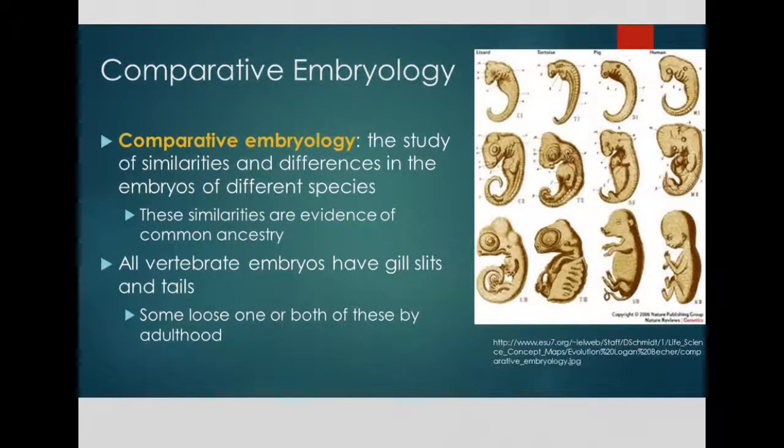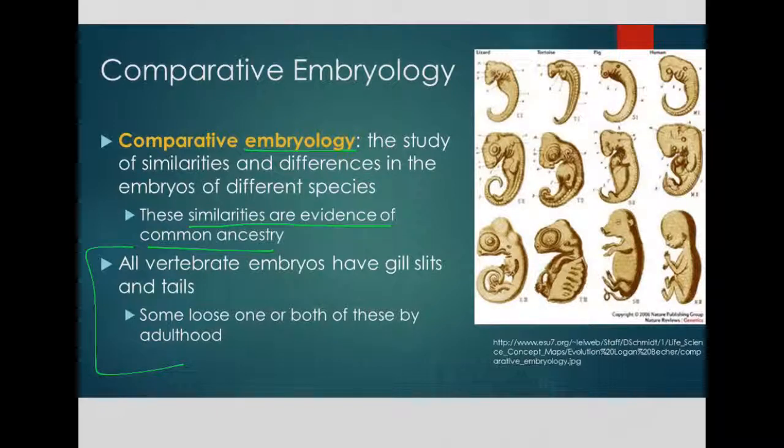So that's comparative anatomy. An offshoot of that is comparative embryology. So we're comparing embryos of different species. Comparative embryology is the study of similarities and differences between embryos of different species. And these similarities in embryos are, again, evidence of common ancestry, things developing from a common ancestor. One big example of comparative embryology is that all vertebrate embryos have gill slits and tails at some point.